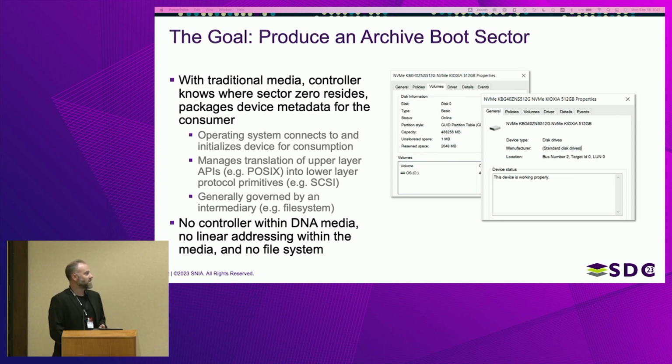So it's basically like an archive boot sector. In different media, it has different names, but the idea is that in traditional media, the controller knows where to start. The controller knows whether it's a specific address, or the start of the tape. It's a very known way of doing that. And we need to define something like that for DNA. And as we said, we don't have linear addressing, we don't have a controller, and there is no file system. So how do we do that?